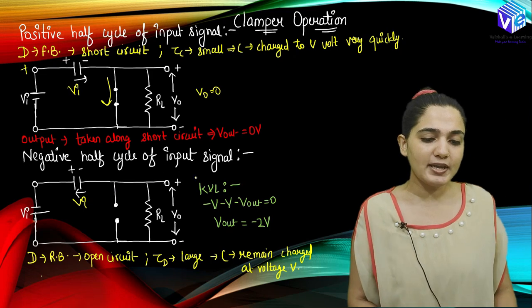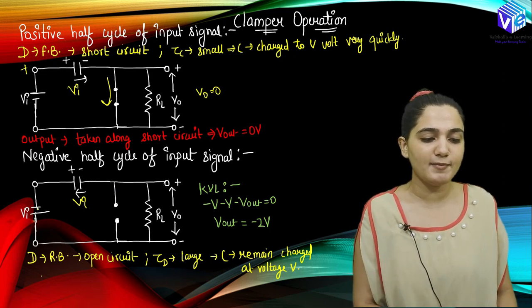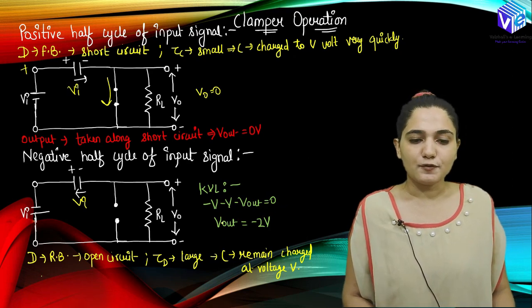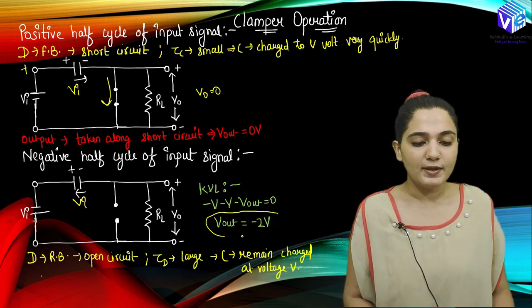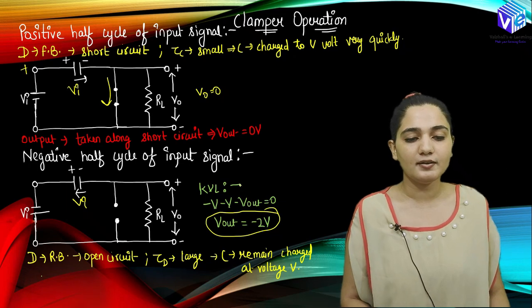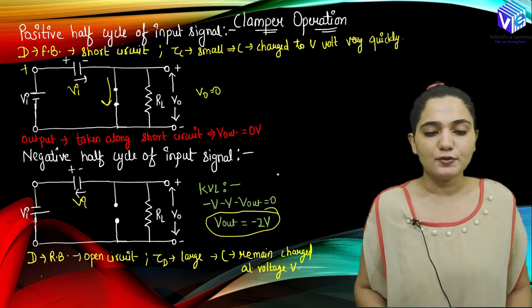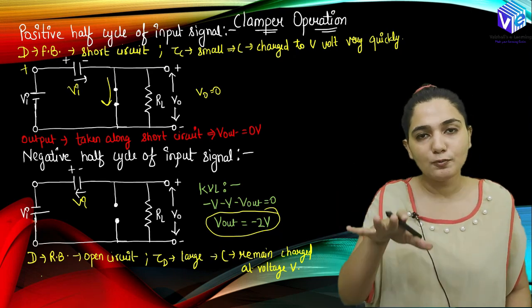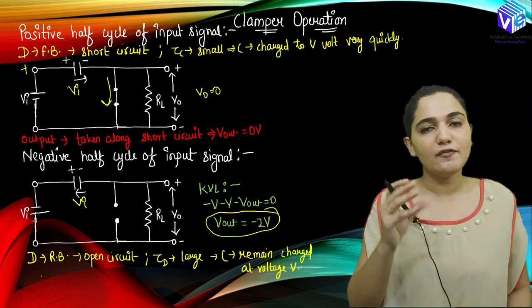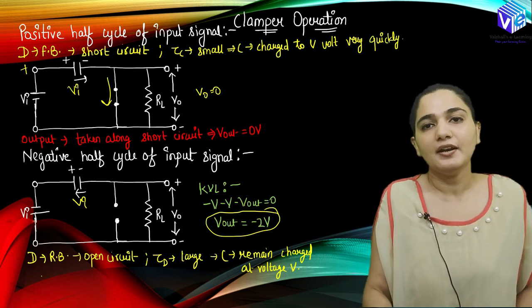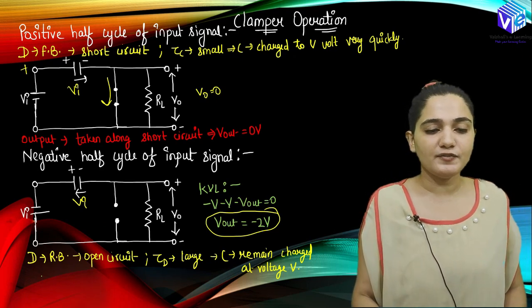So now again we can apply the KVL. Here we have minus V minus V out is equal to 0. So V out is equal to minus 2V, and this is how in the reverse bias we are going to get the minus 2V. So this is how we are going to move the signal downward from the average value 0 to the average value minus V, right? So this is the operation of the negative clamper.